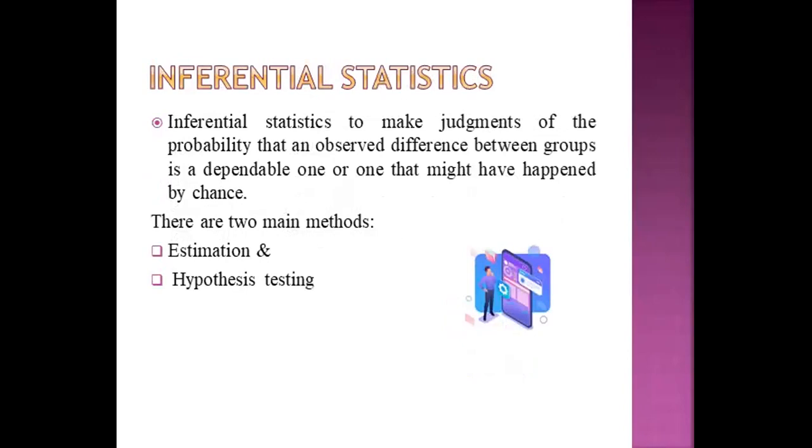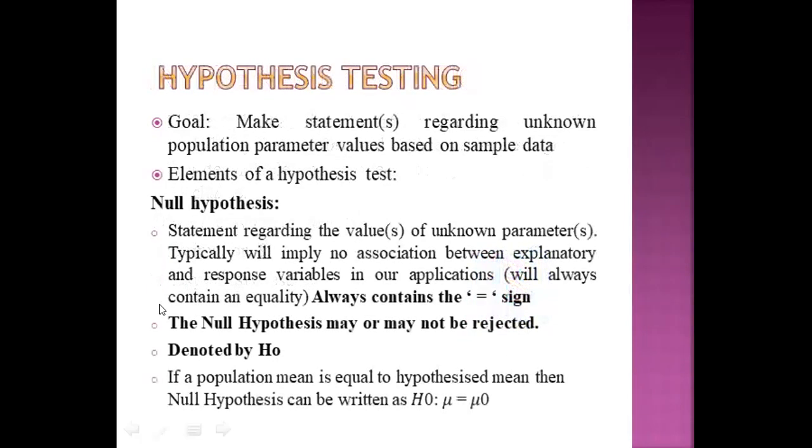Inferential statistics. Inferential statistics is actually to make a judgment of probability that an observed difference between the groups, or one or more groups, may have happened by chance. Therefore, in inferential statistics, we mainly deal with two main methods, estimation and hypothesis testing. Today, we discuss hypothesis testing.